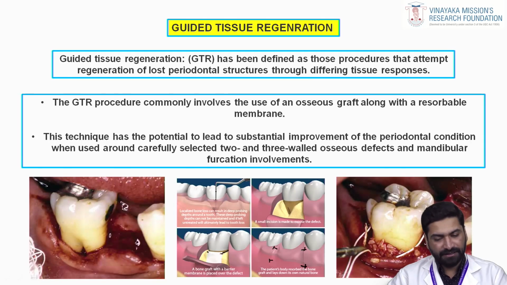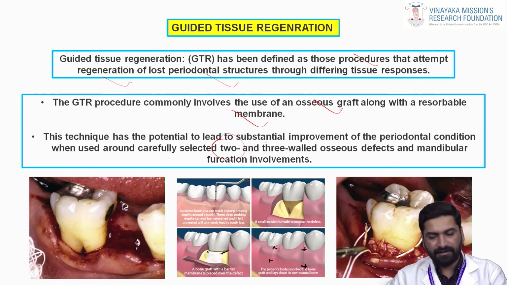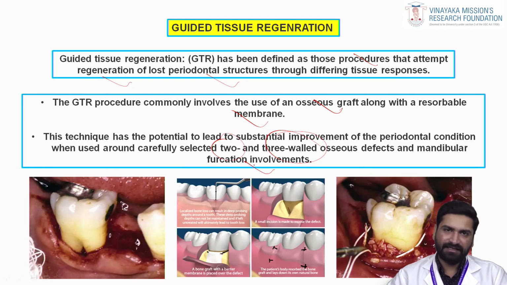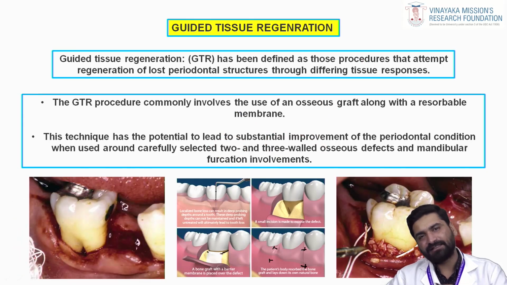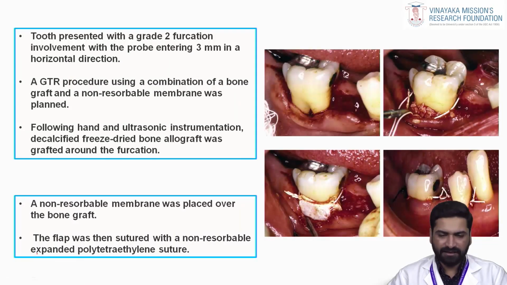Then you have guided tissue regeneration, which is defined as the procedures that attempt the regeneration of periodontal structures. So sometimes the periodontal structures might have got infected and they have slowly resorbed or they have been eliminated. So now you need to restore the periodontal structures partly, not the whole one. So in that case you can go for an osseous graft, resorbable membrane. It is mainly for 2-walled or 3-walled defects and for furcation involvement. So to an extent there are chances you can save the teeth and again rehabilitate it such that it can be used as an additional support for your cast partial denture.